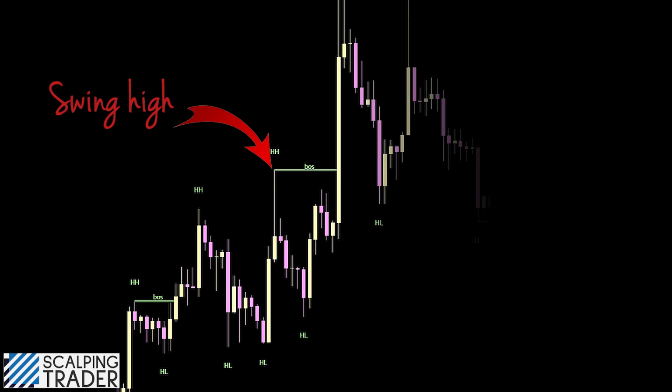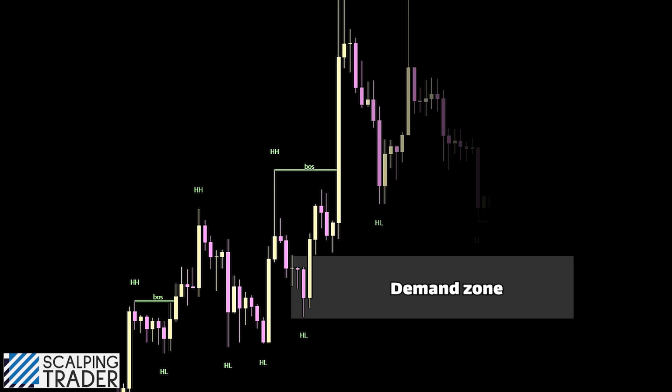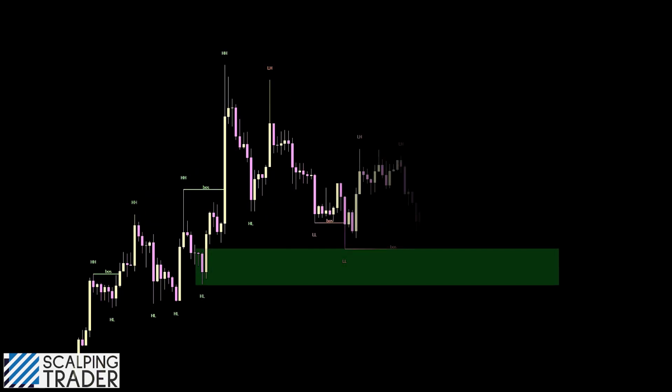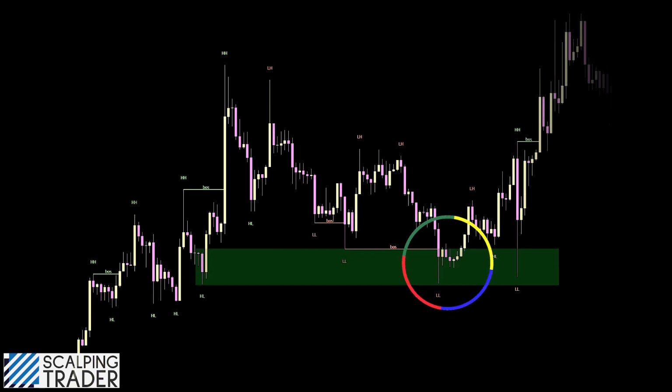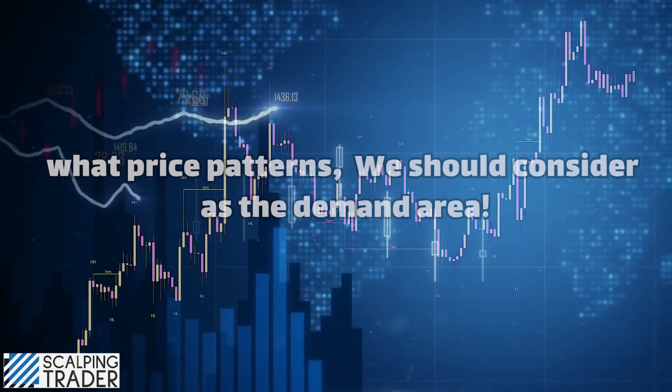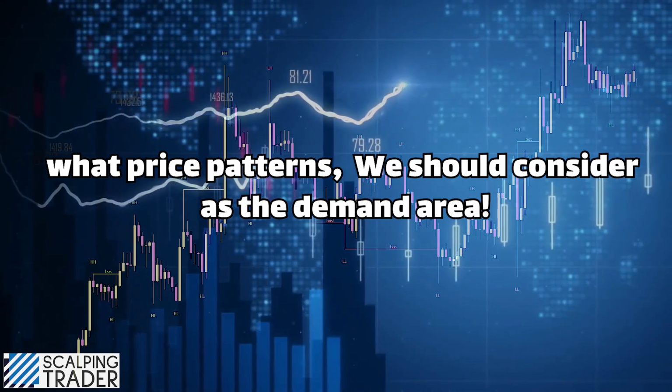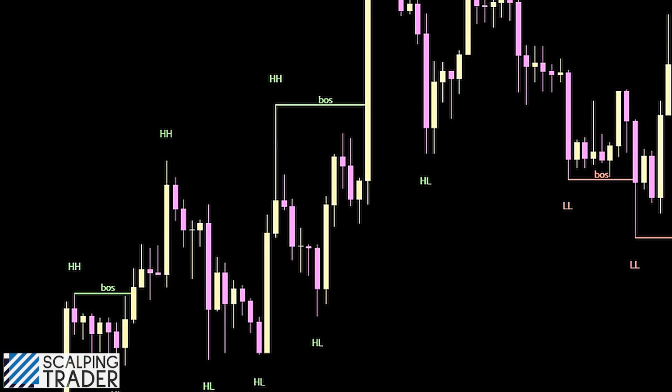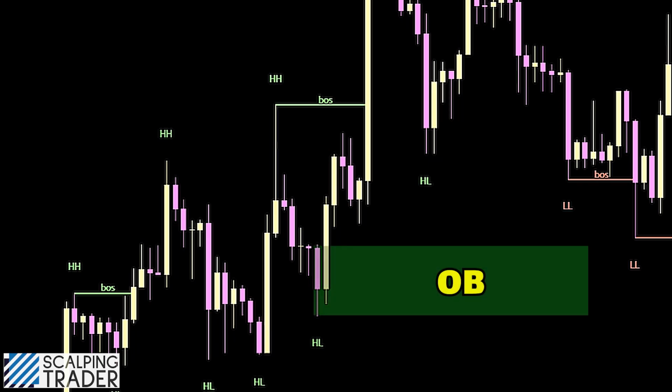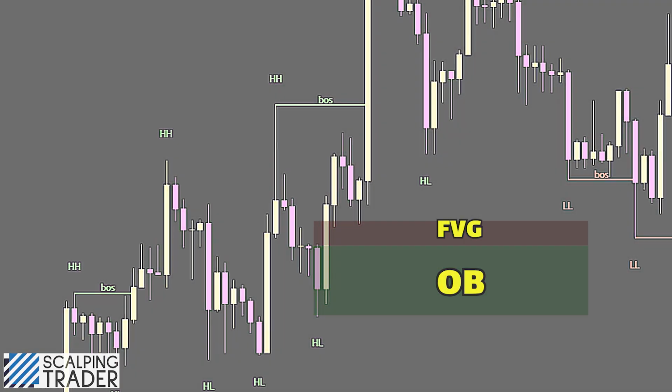Look at this chart. This swing high or a higher high is broken by an imbalance candle, which makes a BOS. The demand area that is formed by this BOS is considered a valid demand zone. As you can see, when the price reaches this area, buy orders are activated and this causes the price to increase. Now a question has come to mind, and that is what price patterns we should consider as the demand area. In terms of smart money concepts, we can consider the last swing low before the valid BOS as the demand area. However, it is better to identify order block areas and FVG.